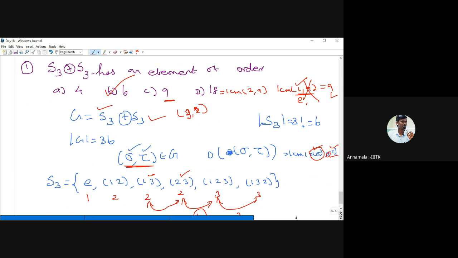So anyway, the permutation group contains an element of order 2. Namely, you can take the (1 2) permutation, or the (1 3) permutation, or the (2 3) permutation. But S3 does not contain an element of order 9 because the maximum order is 3. Therefore, 18 is not an answer.